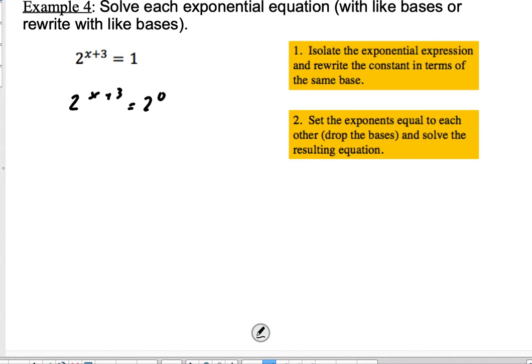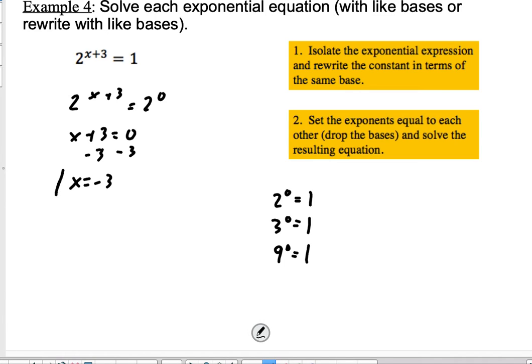So I'm going to write this down over here so that you remember this. 2 to the 0 equals 1. 3 to the 0 equals 1. 9 to the 0 equals 1. So if you ever have a base and something to a certain power is equal to 1, you want to go ahead and say it's whatever that base is. In this case, it's 2 to the 0. So now the bases there are the same, so set the powers equal to each other. And we get x equals negative 3.